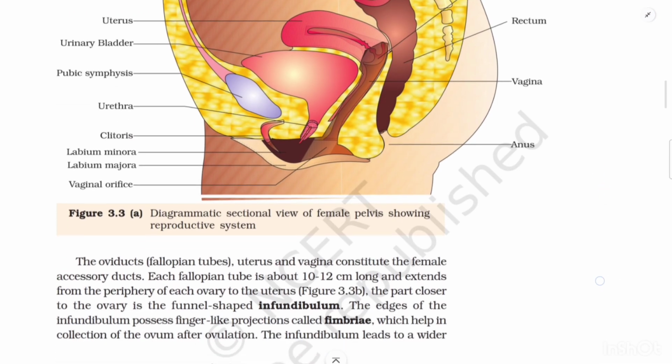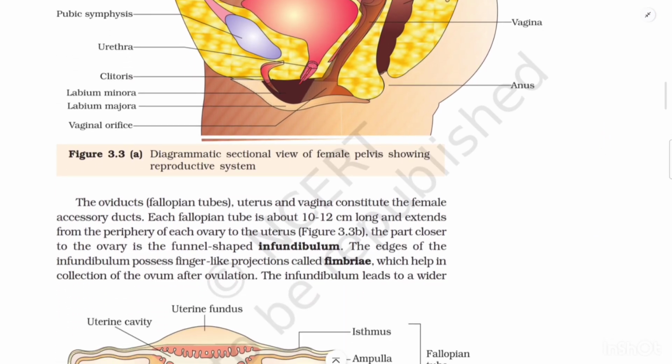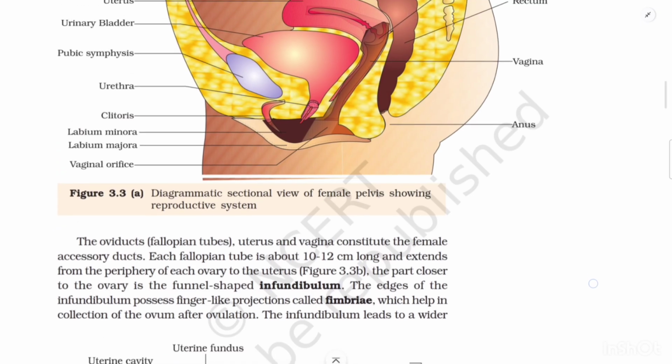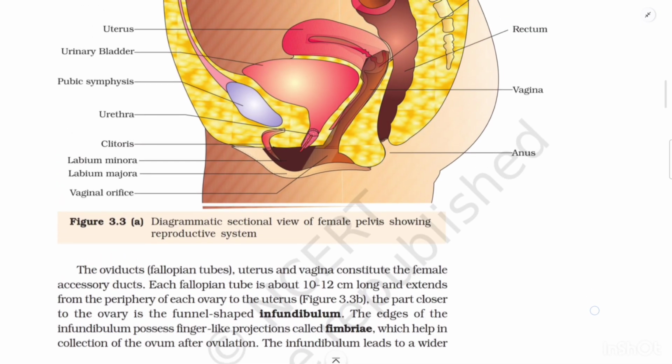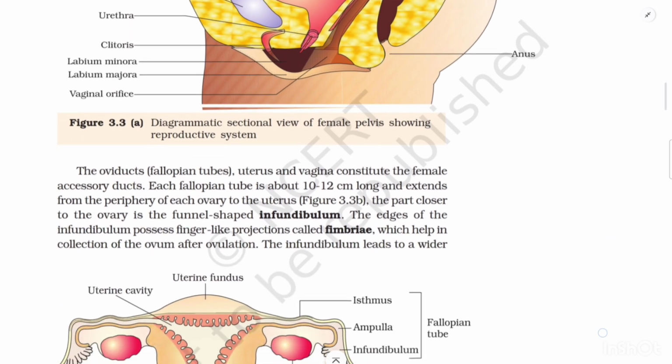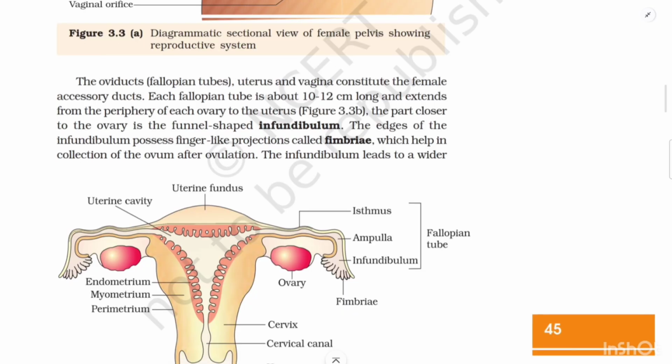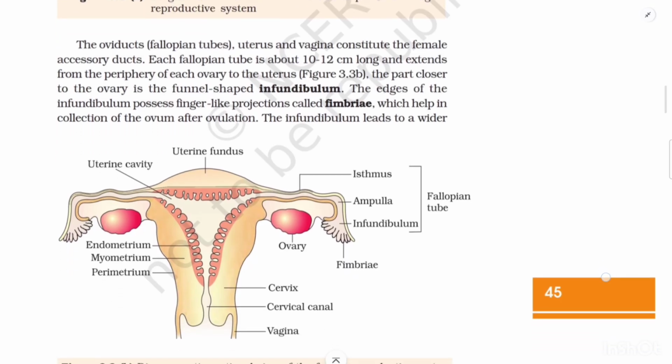The stroma is divided into two zones, a peripheral cortex and an inner medulla. The oviducts, also known as the fallopian tubes, uterus, and vagina, constitute the female accessory ducts. Each fallopian tube is about 10 to 12 cm long and extends from the periphery of each ovary to the uterus. The part closer to the ovary is the funnel shaped infundibulum.